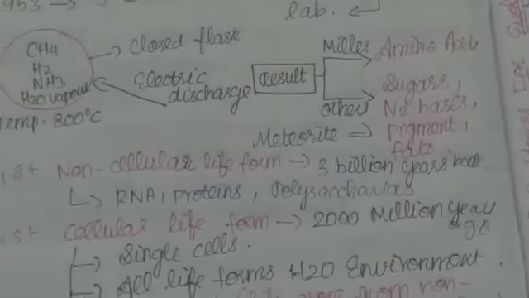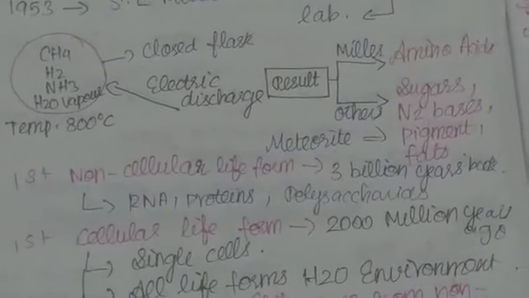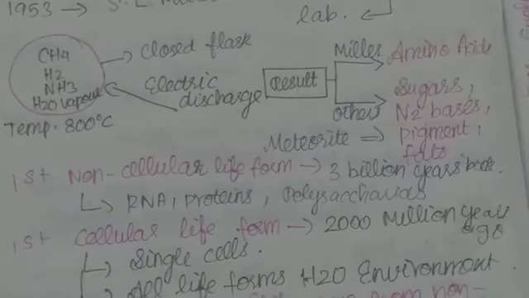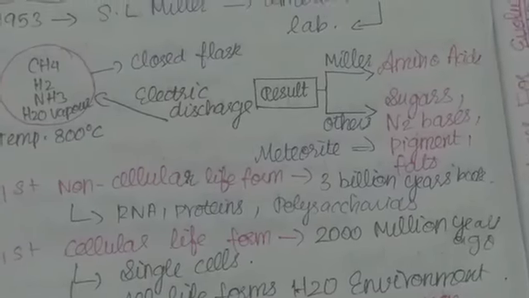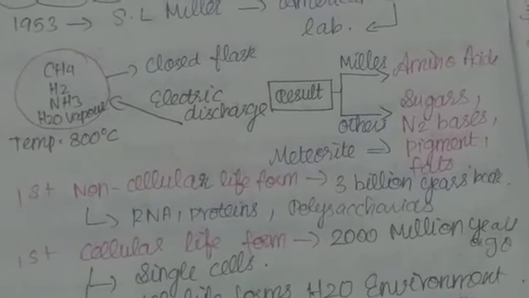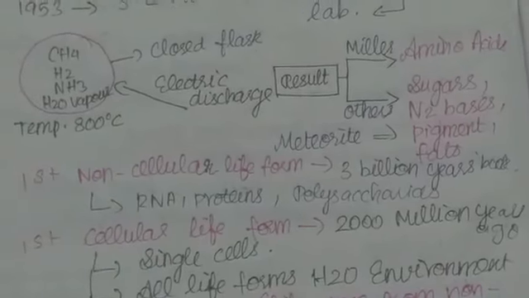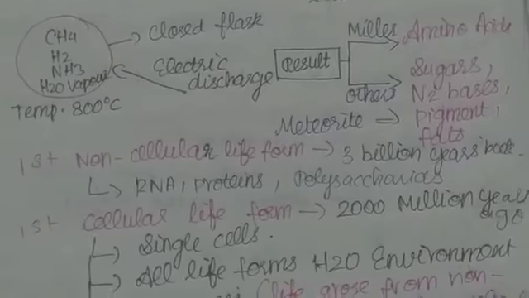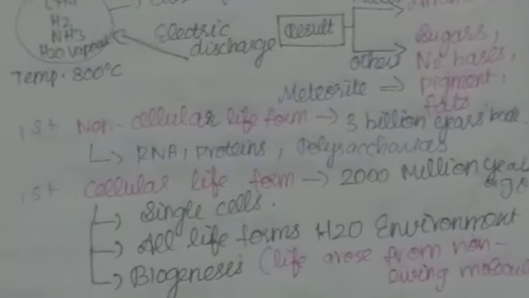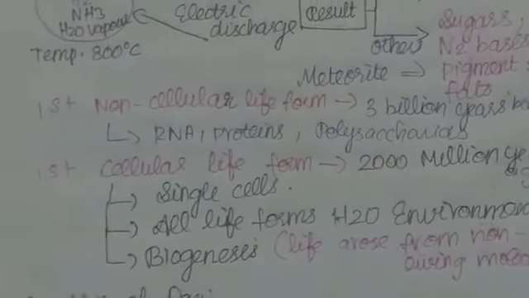From that experiment, Miller got the formation of amino acids, while other scientists got sugars, that is ribose sugar or hexose, aldose, keto sugar, and then nitrogen bases, that is purines and pyrimidines, and pigments, that is chromatophores, like anthocyanin and other pigments, and then fats. This is what others obtained from that experiment.